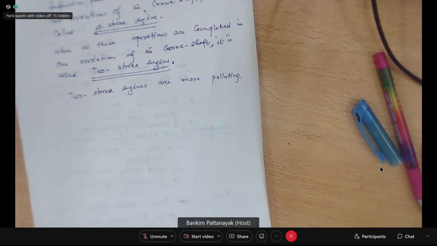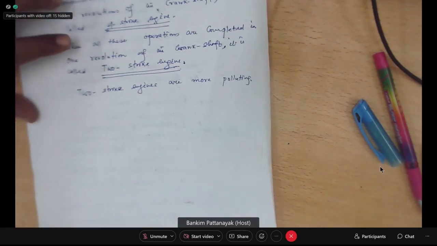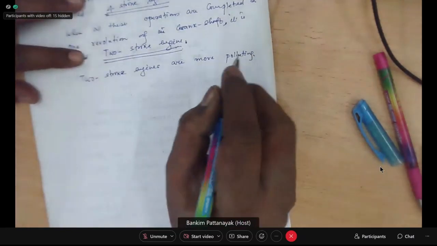So in the process, what happens is that some of the fresh charge, when it comes in contact with the hot cylinder head, becomes half-baked gases kind of a thing. And some of the gases escape along with the exhaust gases. This is dangerous. In other words, two-stroke engines are more polluting.